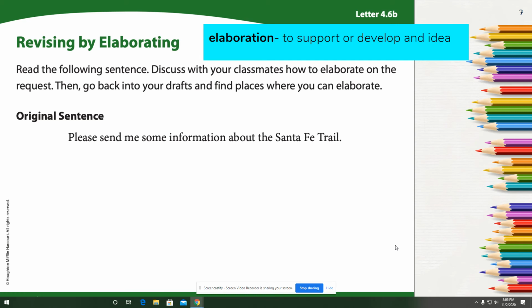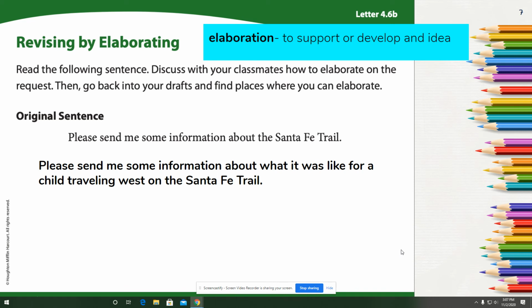If I just wrote, please send me some information about the Santa Fe Trail, I might end up with way too much information to sift through for my research, or the person sending me the information may feel overwhelmed with the daunting task, and I might not get much of a response back, or what I need to complete my assignment, or to find out the specific information that I want to know. So therefore, I would elaborate in order to let the reader know specifically what I'm needing and what I'm requesting.